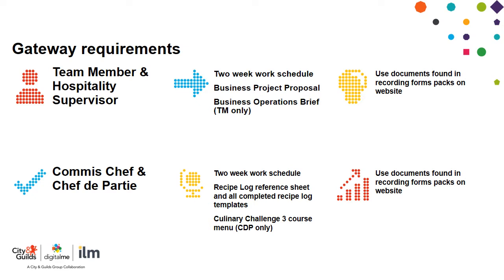For team member and hospitality supervisor, you must also upload the business project proposal, which is 200 to 300 words. The independent endpoint assessor can then review this before the initial meeting. For hospitality team member only, a business operations brief is also required. The brief needs to be an A4 page explaining the apprentice's job role within the organisation they work in, and then how that organisation fits into the wider hospitality industry. We do advise you use the recording form packs on the web pages for team member and hospitality supervisor.